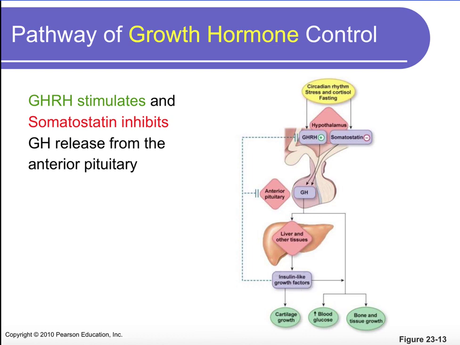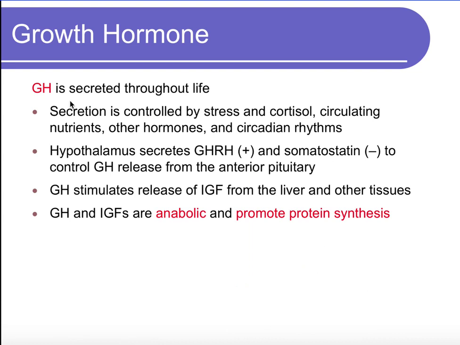And that will stimulate cartilage growth. But just keep in mind, this is not the same as insulin, so don't get that confused. Growth hormone is secreted throughout life, even though we think of growth hormone just during growth, right? So we don't think of it as being important in adulthood, but it is. And the secretion of growth hormone is controlled by things like stress, cortisol, circulating nutrients, other hormones, and our circadian rhythm, our sleep-wake cycle. Again, to remind you, the GHRH hormone stimulates, whereas somatostatin inhibits the release of growth hormone.